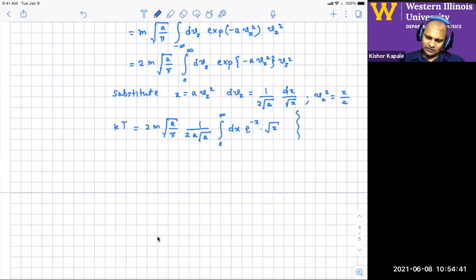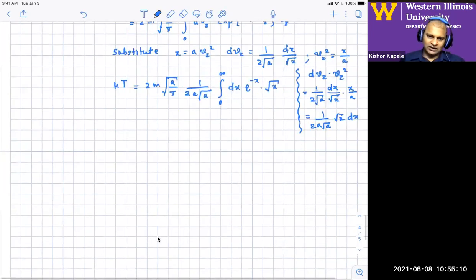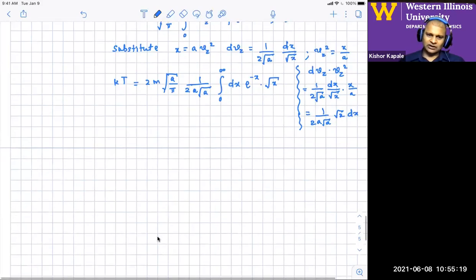Let's see where that is coming from. Okay, so I'm just going to add something here. dvz times vz squared would be equal to 1 over 2 root a dx, where square root of x times vz squared would be x over a, and so that gives us 1 over 2a root a square root of x dx. Okay, and that's what I have used in writing down this integral. And that type of integral can be solved using a gamma function.